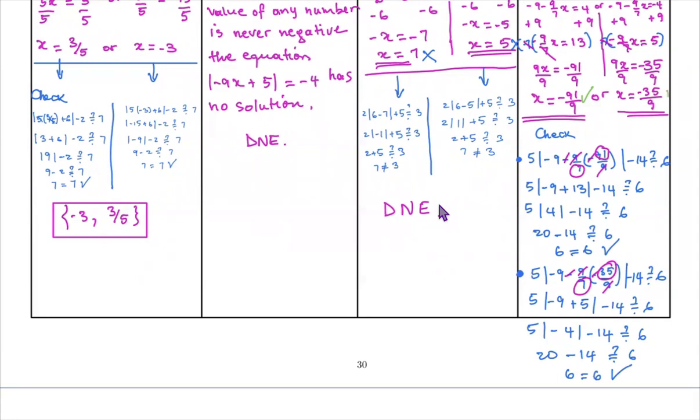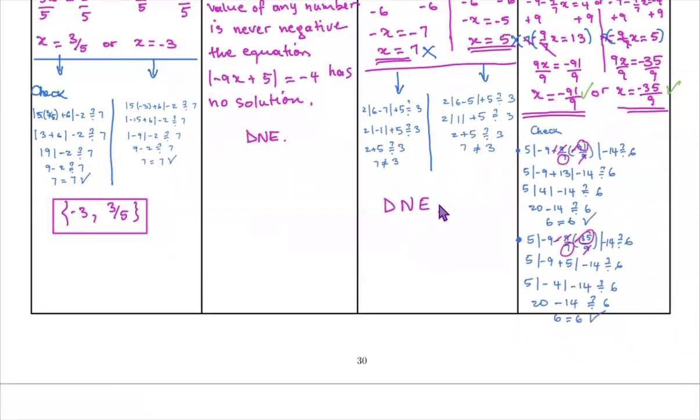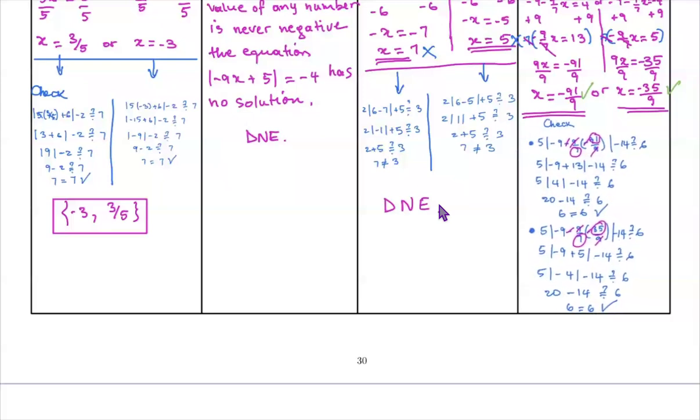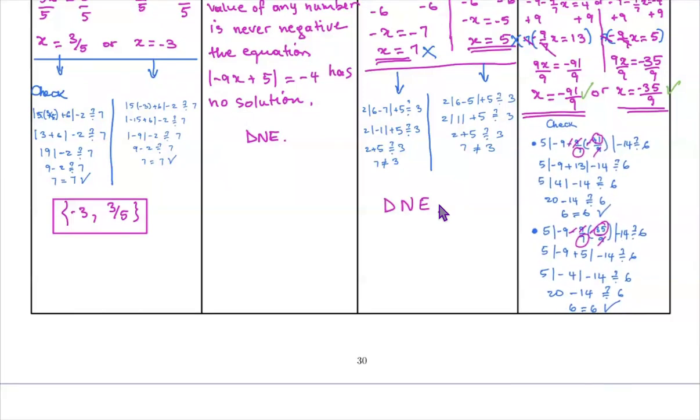So we have both solutions that verify, and the solution set here is both solutions: negative 91 over 9 or negative 35 over 9.